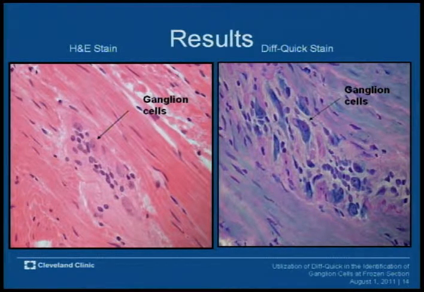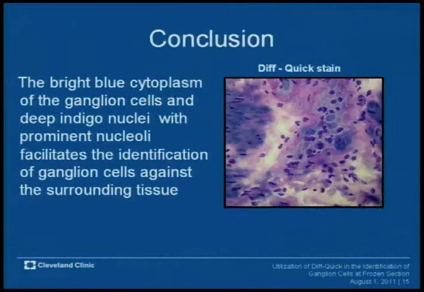The Diff-Quick, shown on the right, stains the cytoplasm of ganglion cells bright blue and the nucleus deep indigo. The contrast between the bright blue cytoplasm of the ganglion cells and deep indigo nuclei with prominent nucleoli facilitates the identification of ganglion cells against the surrounding tissue. The Diff-Quick stain could provide a useful tool in the identification of ganglion cells.